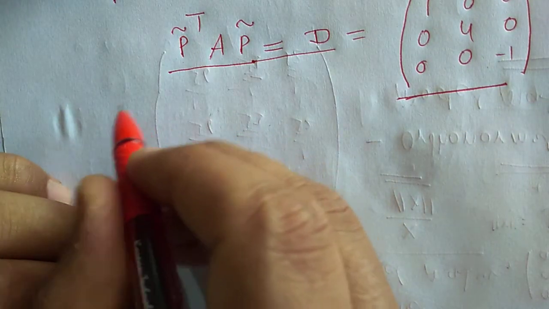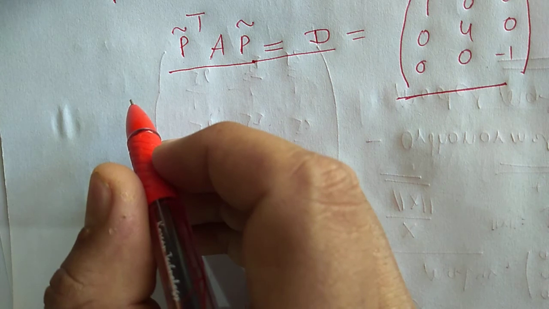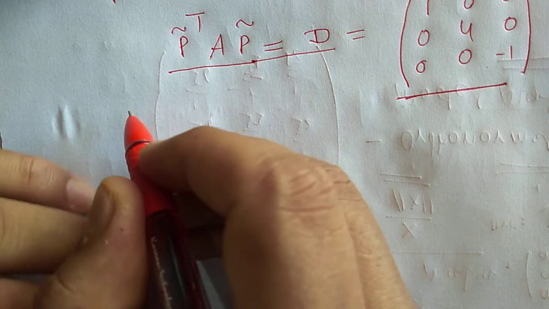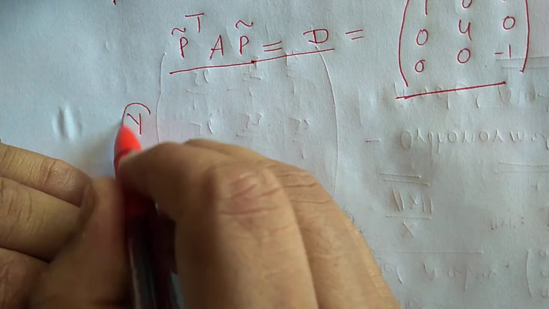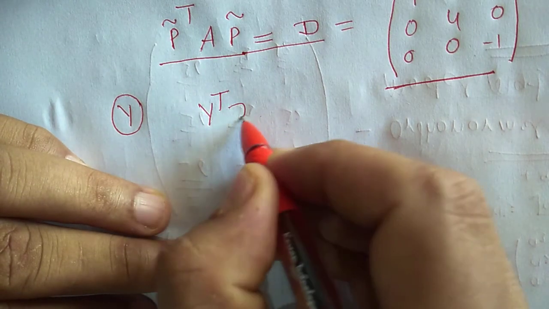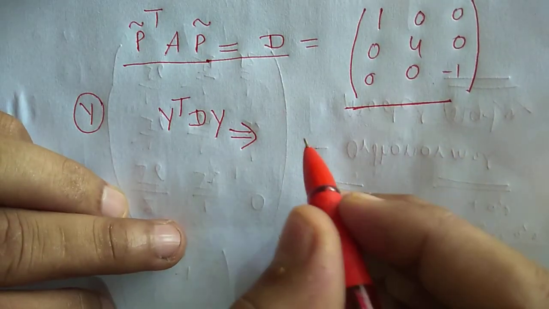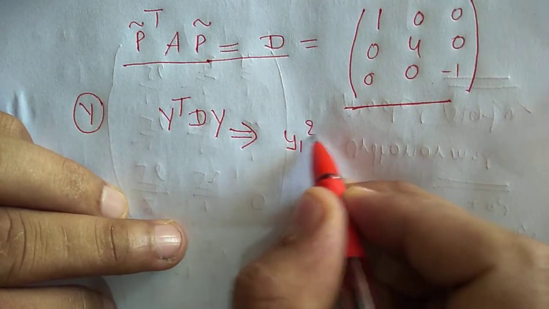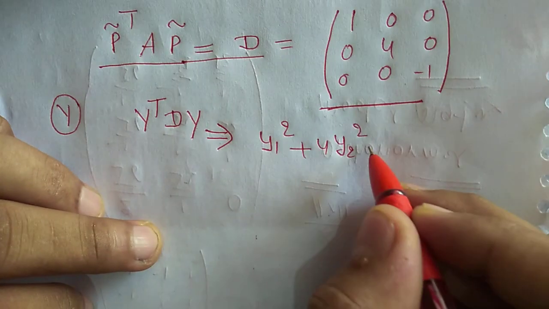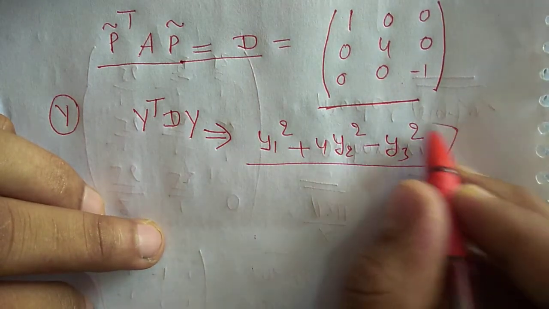Now here we have taken x1 x2 x3. So let me take y as the new variable here, so I can write y transpose D y equal to y1 square plus 4 y2 square minus y3 square. So this is your canonical form.